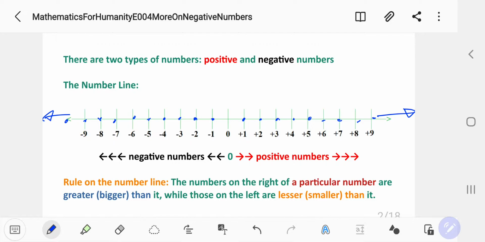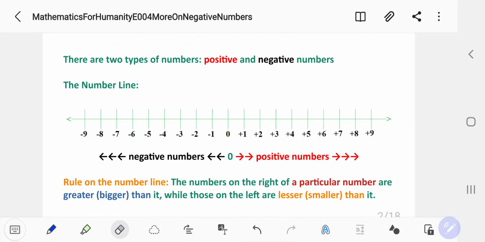So from 0, moving away from 0, a step to the right is 1, and a step to the left is negative 1. Two steps to the right is 2, and two steps to the left is negative 2. So that's how the numbers are arranged in the number line. Don't forget that.